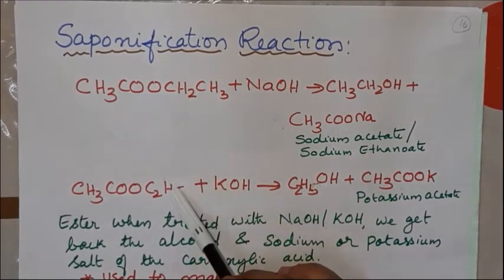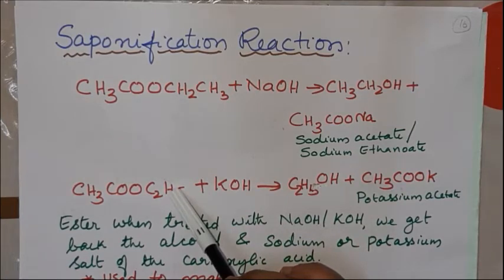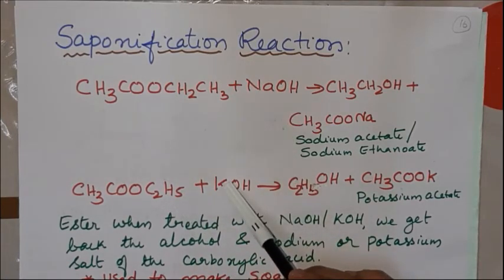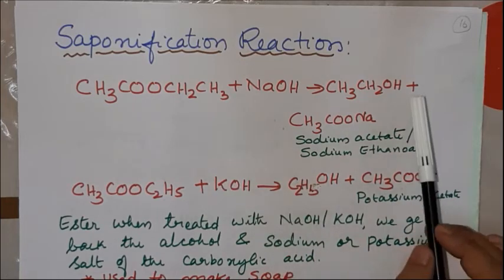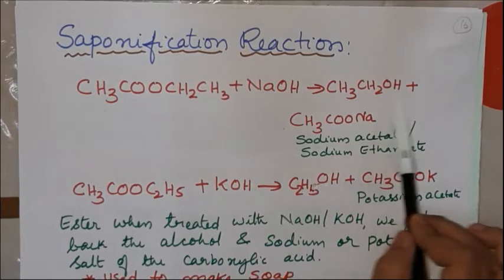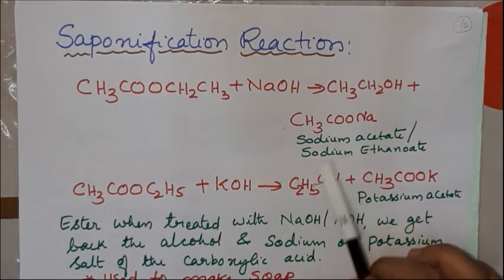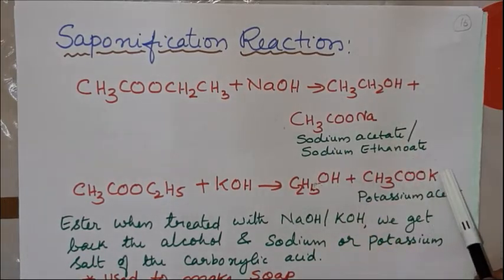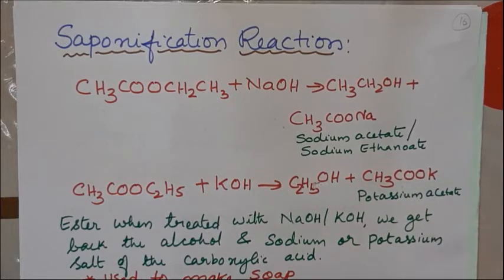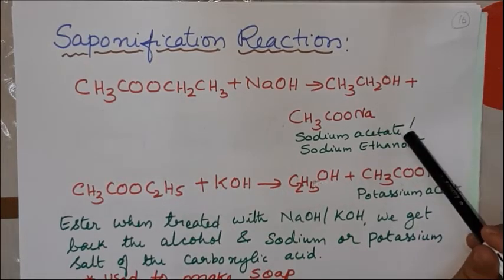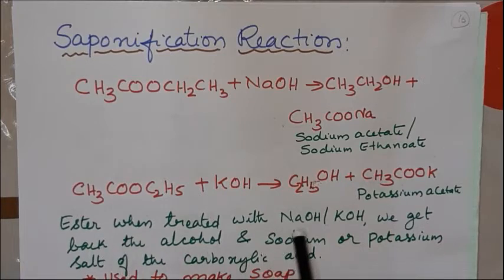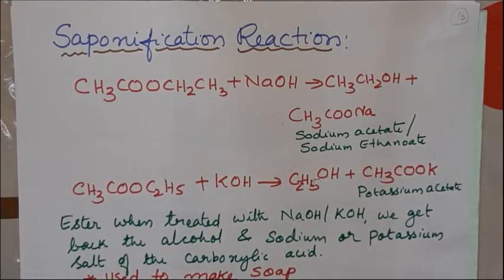In both the cases we take an ester and treat it with a base like sodium hydroxide or potassium hydroxide. What happens is you will get back the alcohol along with the sodium salt or potassium salt of the carboxylic acid. This reaction in which an ester is treated with sodium hydroxide or potassium hydroxide and we get back the alcohol along with the sodium or potassium salt of the carboxylic acid is called saponification reaction.